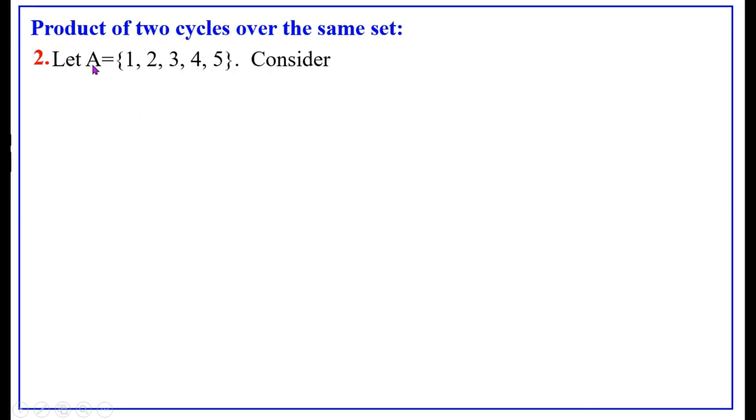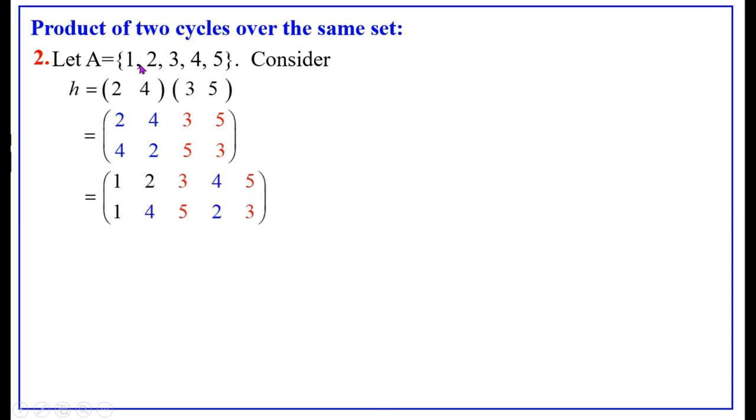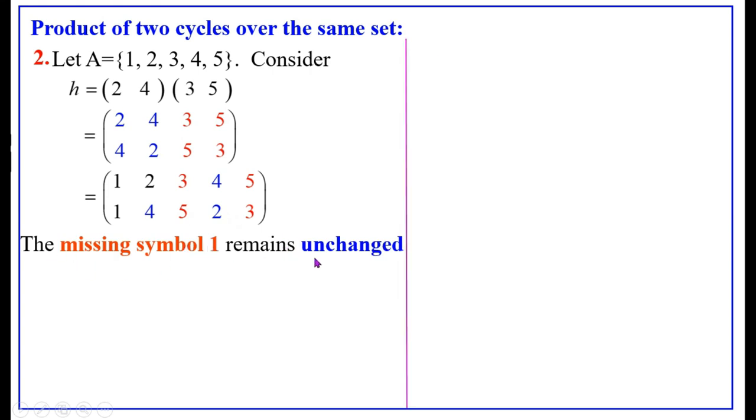Second example, let A equal 1, 2, 3, 4, 5. Consider the cycle H equal to (2 4)(3 5), a product of two disjoint cycles. This can be written as 2 to 4, 4 to 2, 3 to 5, 5 to 3. Since 1 is missing here, we can write 1, 1. So 1 goes to 1, 2 goes to 4, 4 goes to 2, 3 goes to 5, 5 goes to 3. The missing symbol 1 remains unchanged.